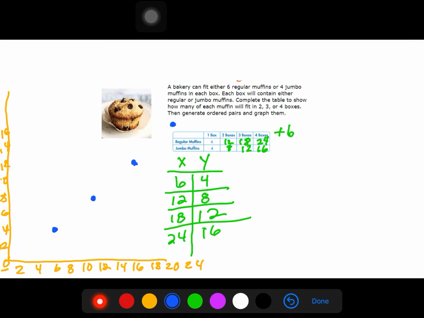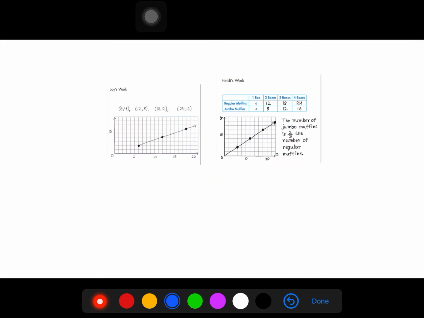And it should look like this because my pattern is increasing by the same amount. So my line should be a straight line here showing a pattern going up because my numbers are following a pattern as we did them. Let's see how the others did.